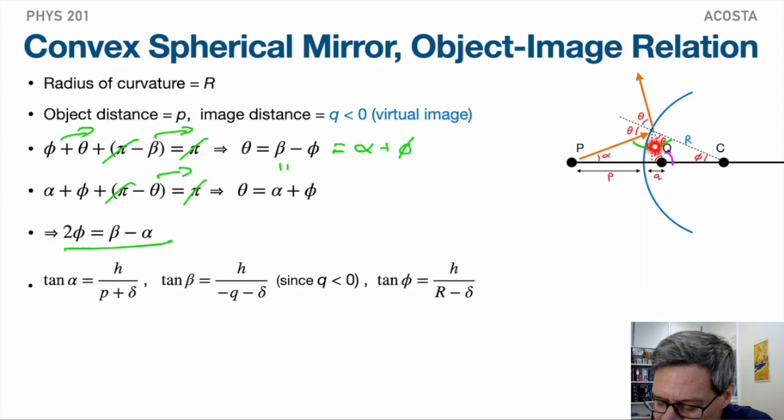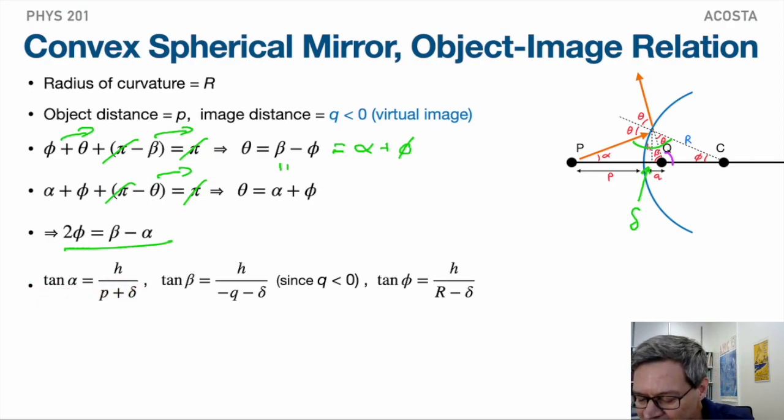Tangent of alpha would be the height here, h. Let me call that h. I know I've kind of wiped that out there, but it's underneath there. That's the height to the reflection point. And then over p, but I have to add a little bit more, so let me add inside here delta. That's that little extra distance beyond the mirror to where the perpendicular line intercepts the optical axis. So p plus delta, so tangent of alpha is h over p plus delta. So that's this relationship here.